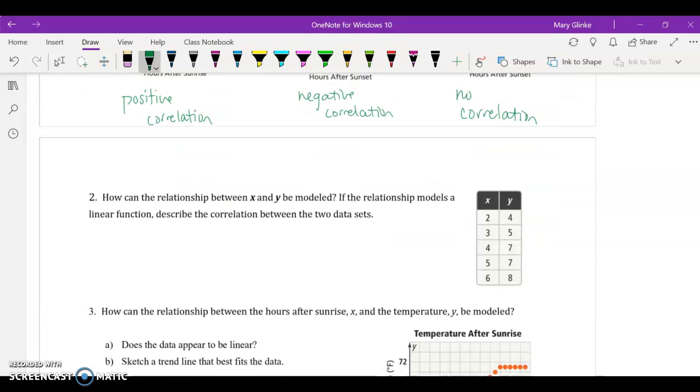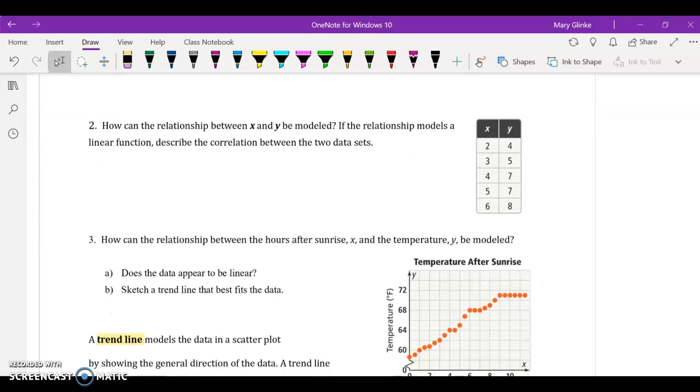Okay, let's go ahead and take a look at data that's not already graphed for us. So we want to take a look at number 2. We can see all of our different data points, so we can just do a rough sketch. 3, 4, 5, 3, 4, 5, 6, 7, 8. Okay, so 2 comma 4 is approximately there. 3 comma 5, 4 comma 7, 5 comma 7, and 6 comma 8.